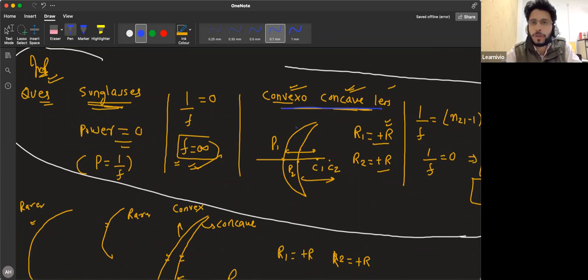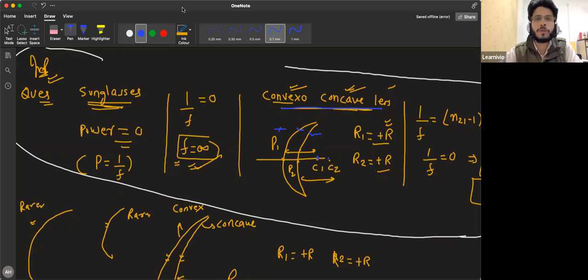Convexo-concave lens means one surface is convex and the other surface is concave. For the first surface, this is the center of curvature. For the second surface, this is the center of curvature. If you write the sign convention, then R1 is equal to plus R and R2 is also equal to plus R. You're going in the direction of light, right? So both are positive.